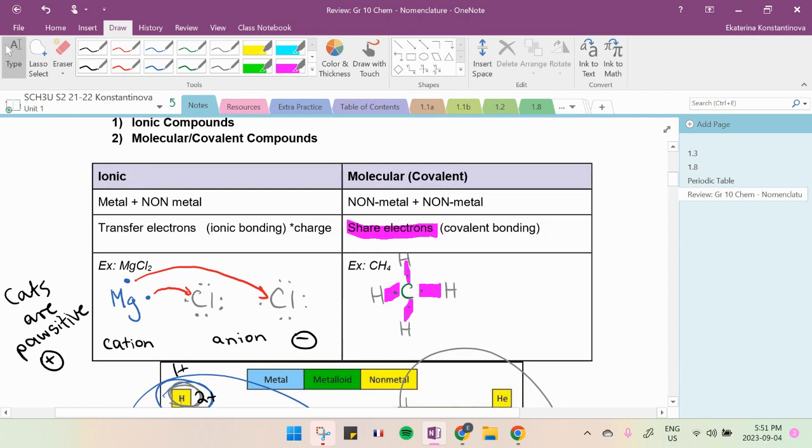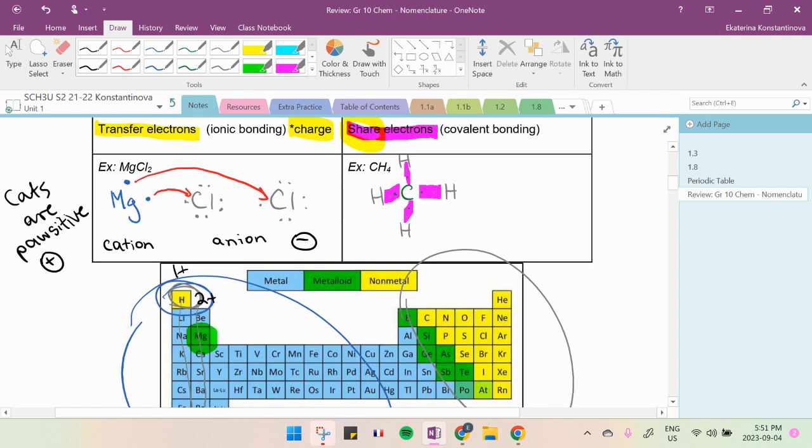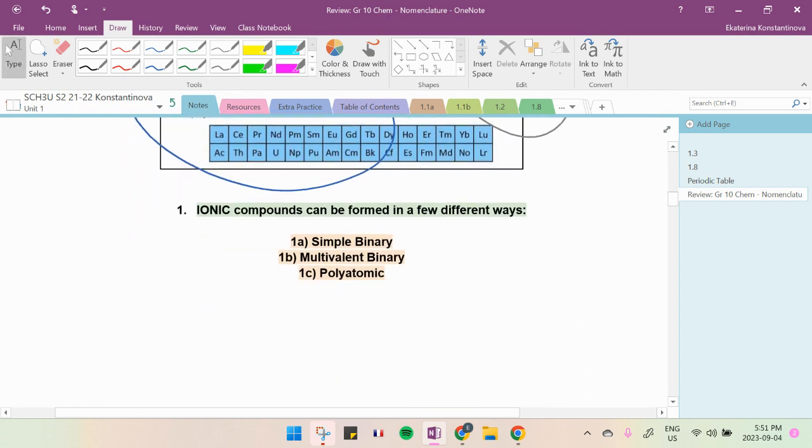Okay, so really important to remember that ionic compounds will transfer electrons, so you're going to have a charge, whereas molecular or covalent compounds will share electrons. Okay, so there's no charge present. All right, so let's first focus on ionic compounds. Ionic compounds can be formed in a few different ways. We are going to talk about simple binary ionic compounds, multivalent binary ionic compounds, and polyatomic ionic compounds.